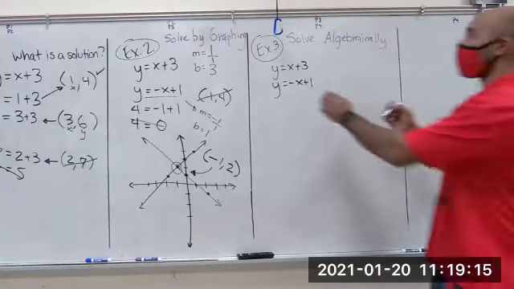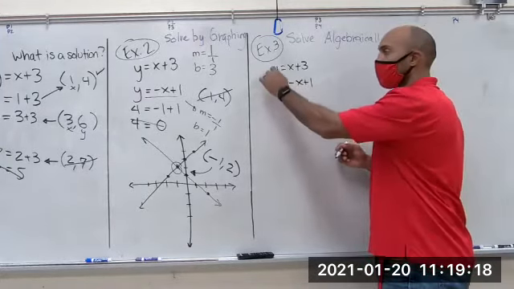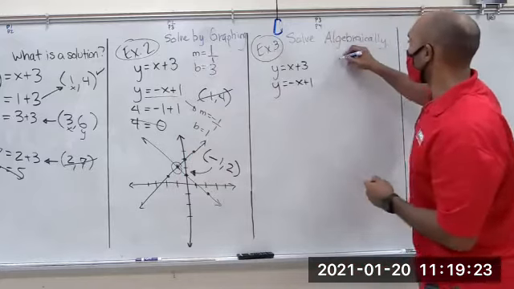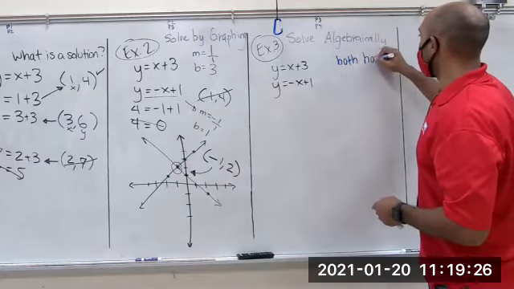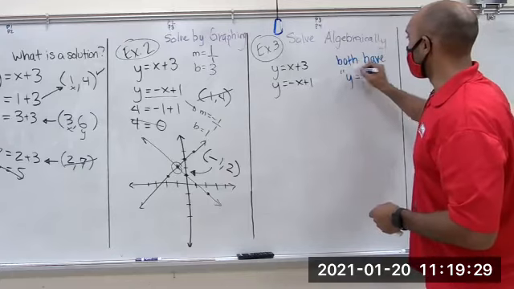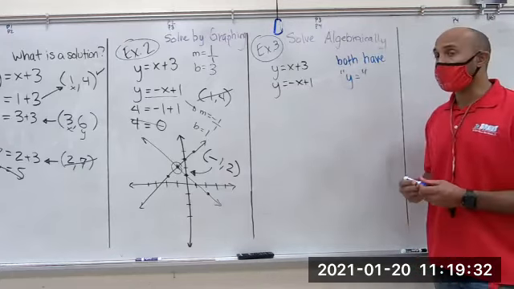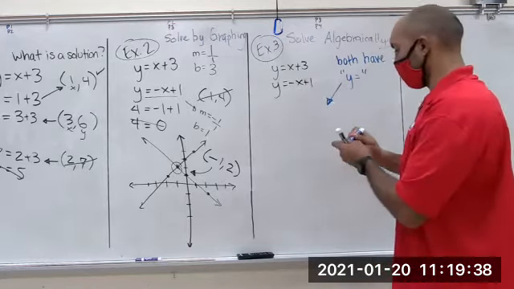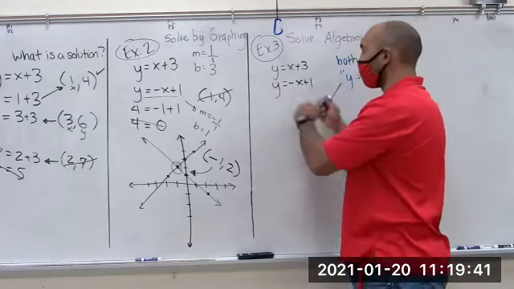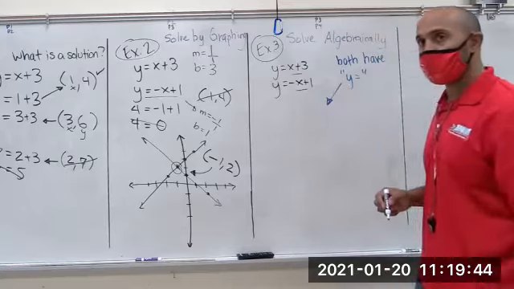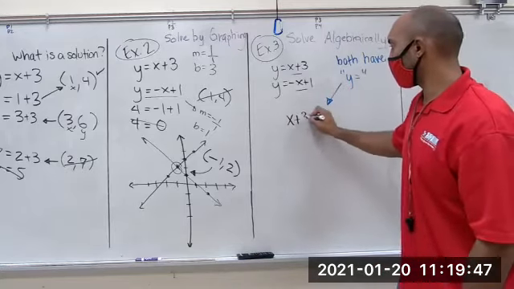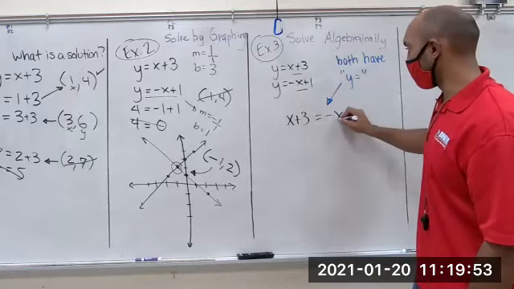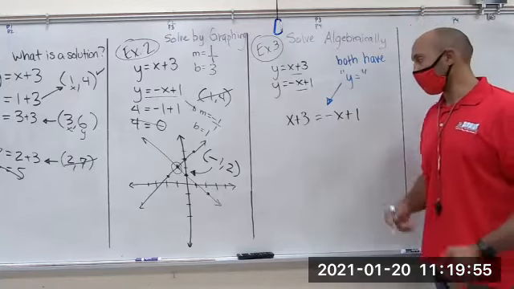All right, so what I want you to notice here is they both have y equals. Okay, so that's important. If you have y equals, then since that's the same, that means this equals this. So what I do is x plus 3, I take that first part, and then this part, and I make them equal like this. Okay, so I write that down.